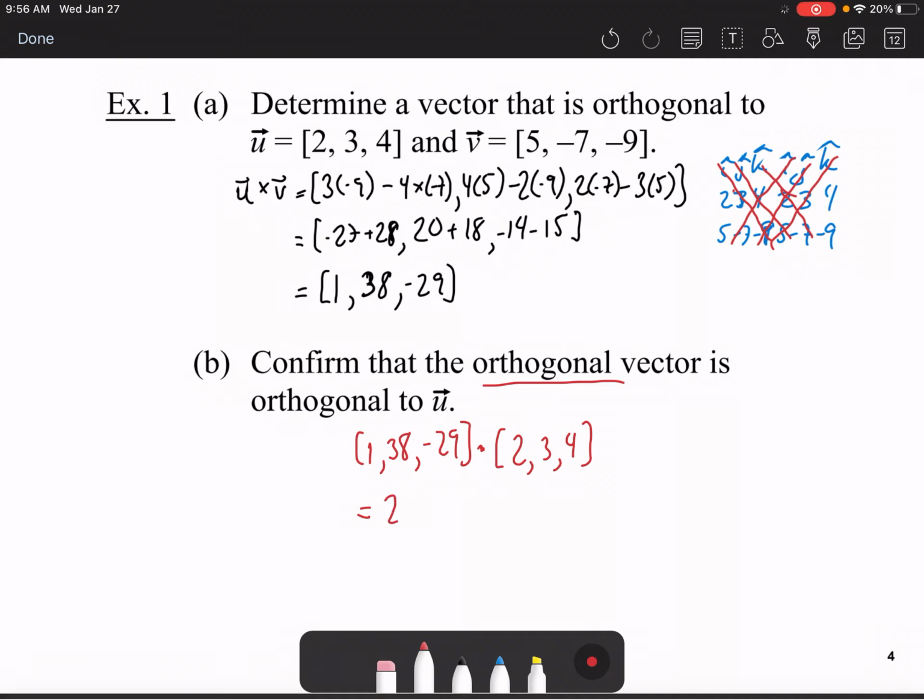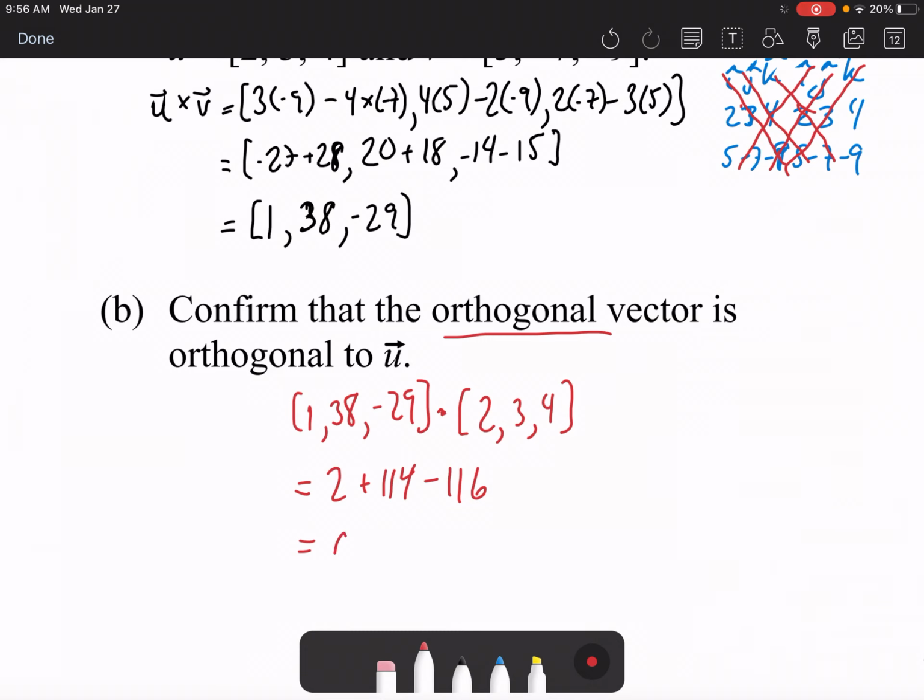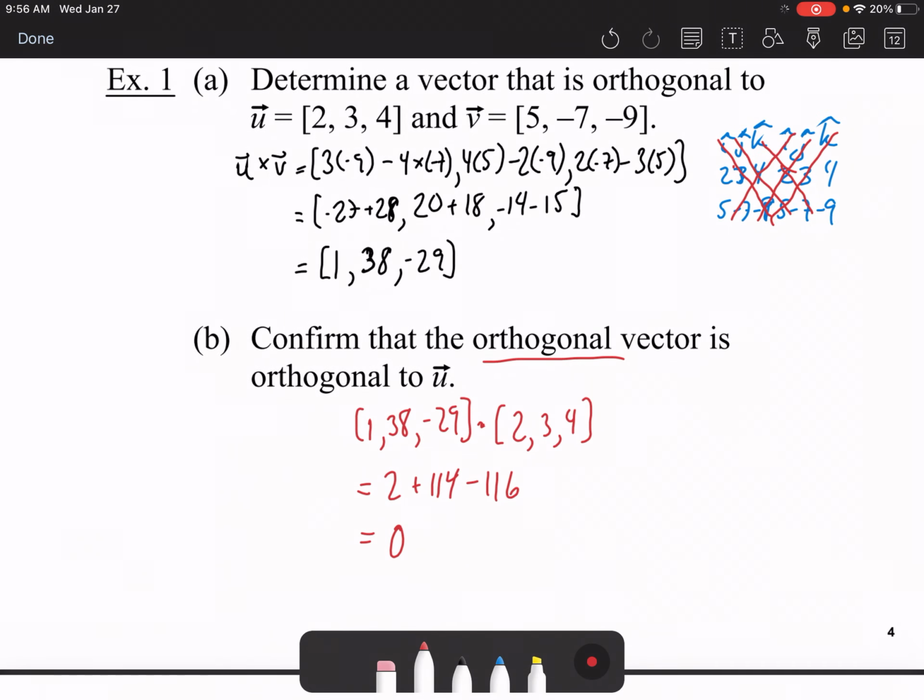So 1 times 2 is 2, plus 38 times 3, that's 114. Negative 29 times 4, which is close to negative 30, so negative 120, but off by 4, so negative 116. So 2 plus 114 is 116, minus 116 is 0. And there we go, we've proven it.